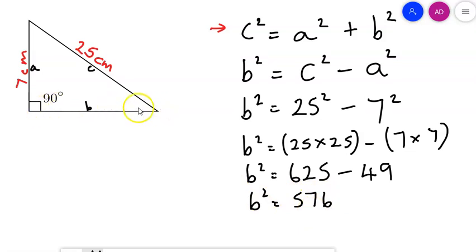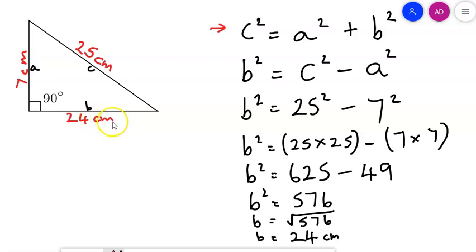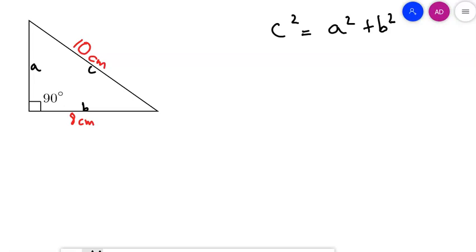We want to find the length of B. So you need to find the square root of 576 to find the length of B. So B is the square root of 576. And if you pop that into your calculator, it will tell you that the square root of 576 is 24. So that would be 24 centimetres. So the length of B is 24 centimetres.